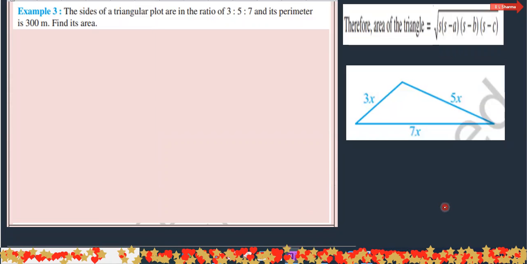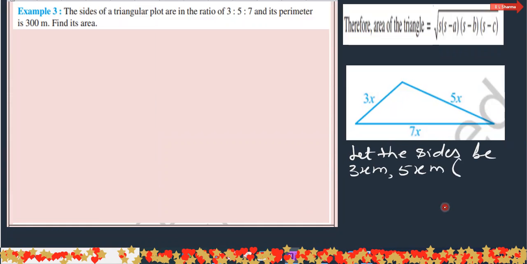ये देखिए तीन साइड्स है, let the sides be 3x meter and then 5x meter and then 7x meter. एक साइड 3x है, सेकंड साइड 5x है और थर्ड साइड 7x है.